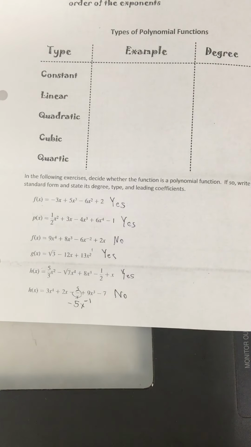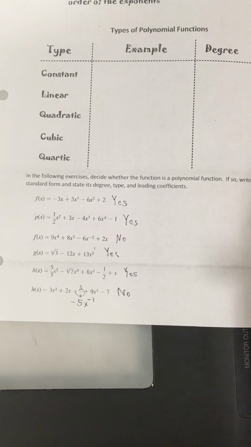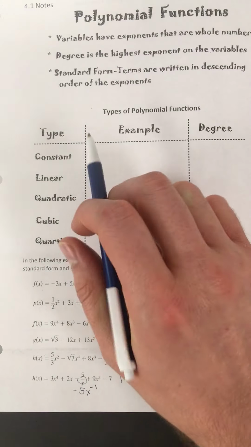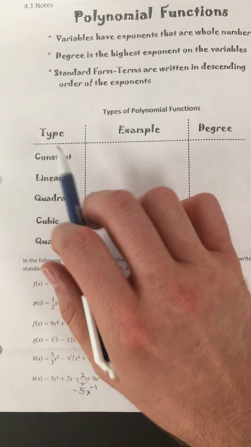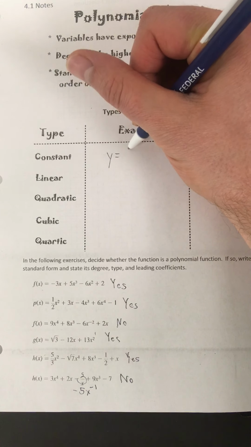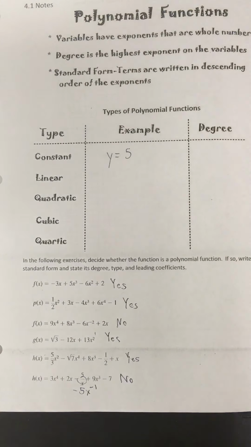Now a little bit of terminology we need to discuss. First of all, types of polynomials, right here. Some of these words you should have seen before. Constant, for example, that would be like y equals 5, just y equals a number. That would be a constant polynomial.